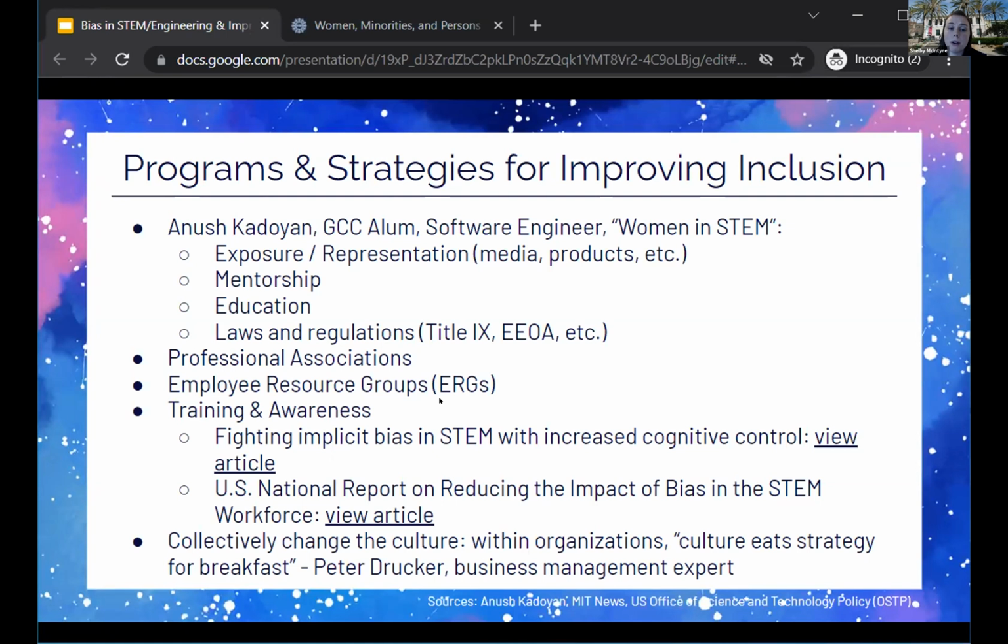Employee resource groups are also huge. One of the people who spoke recently at our Latinx Heritage panel is an engineer at Northrop Grumman, and their organization had an employee resource group for Latinx professionals, and they hosted a panel for their employees at the organization to talk more about helping Latinx folks improve and advance within the company, right? And also just share their experiences, and others could come and listen.